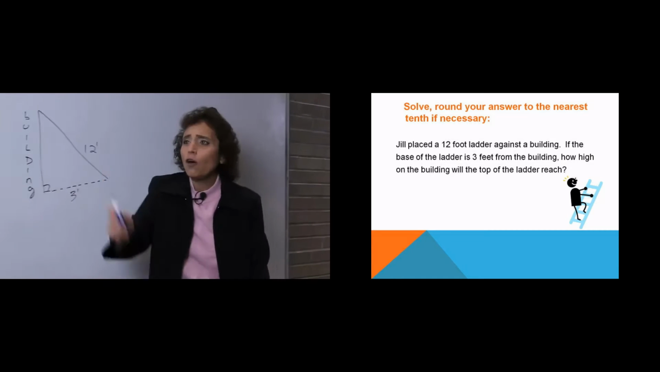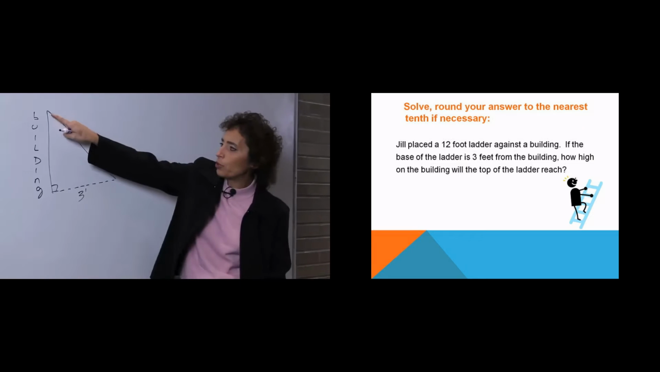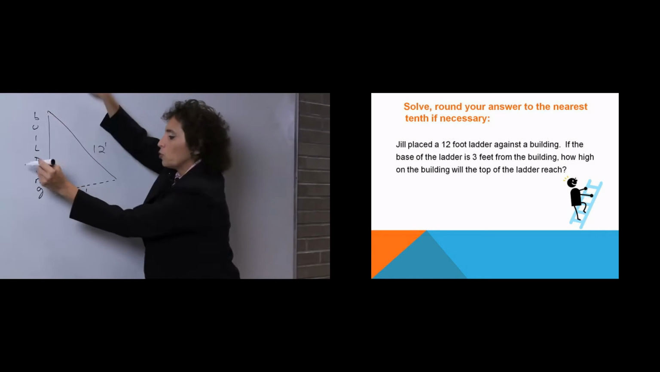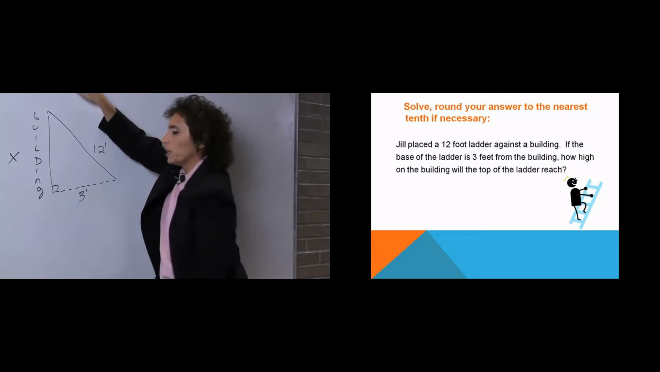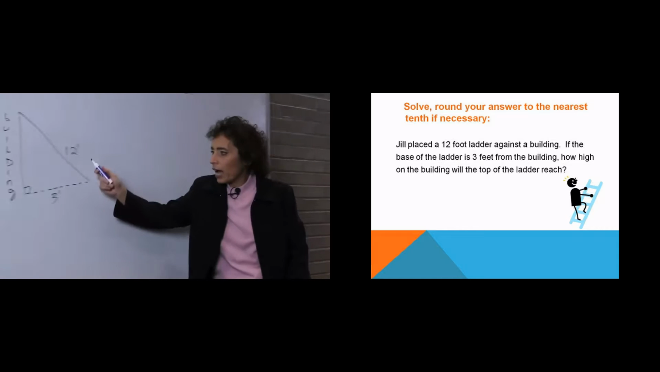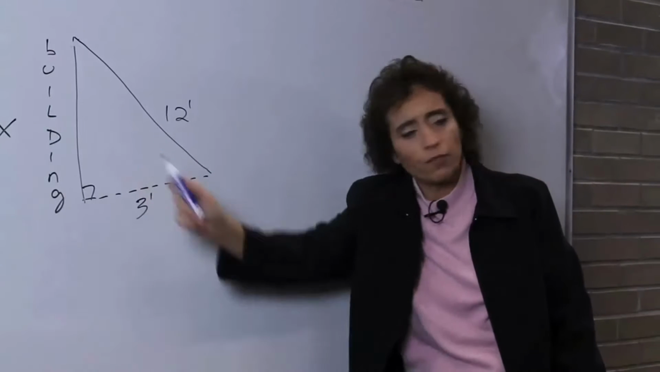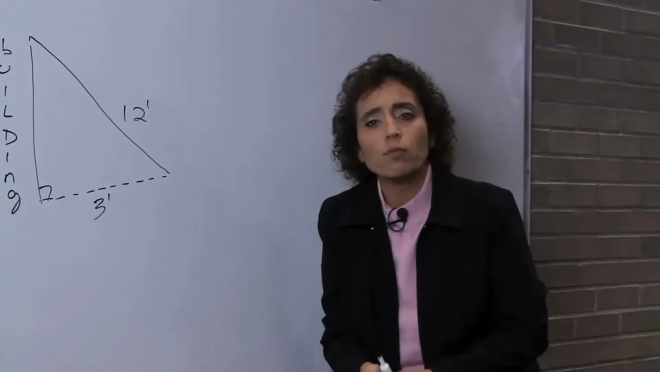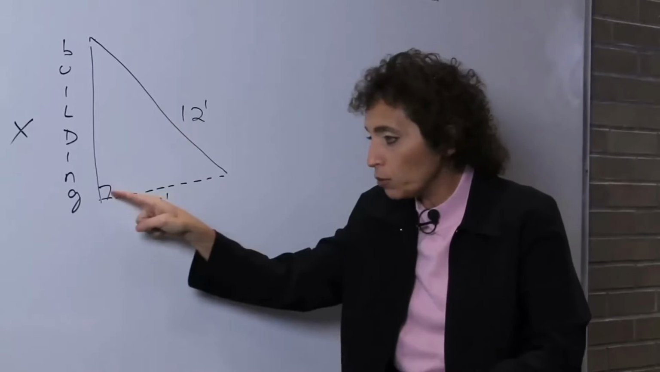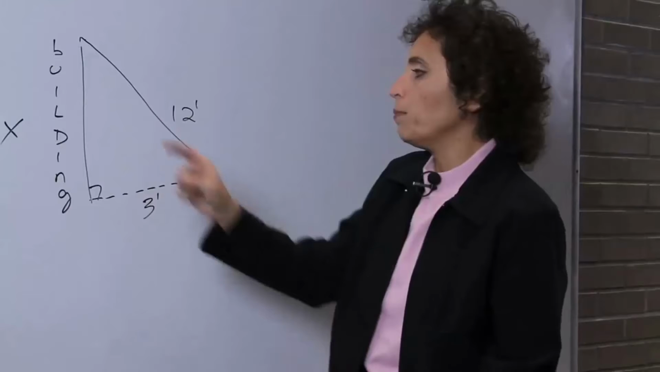And it says how high on the building will the ladder reach. So we want to know how high this is, the distance from here to here. This is what we're trying to find. That is my x. So here I have the hypotenuse. I have a leg. I am looking for the other leg. Pythagorean Theorem. Why do I know it's the Pythagorean Theorem? Because I have a right triangle, and I'm missing a side.